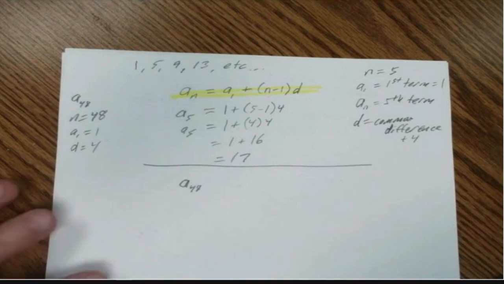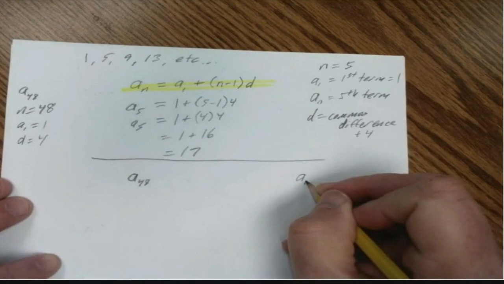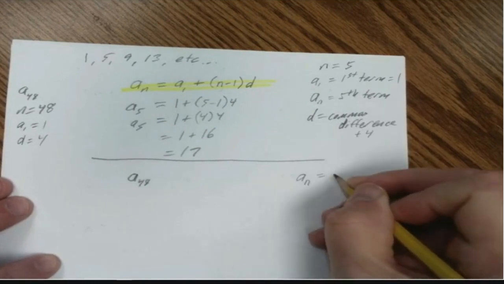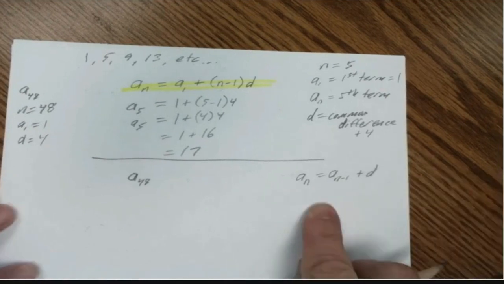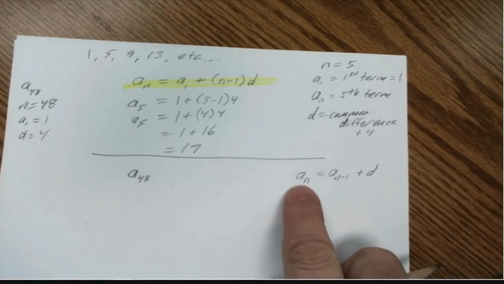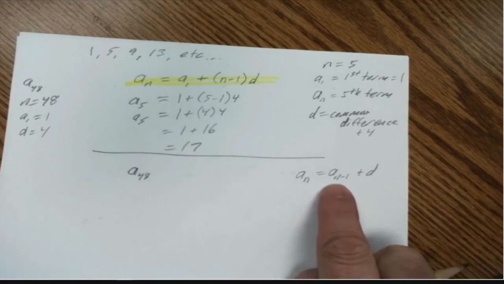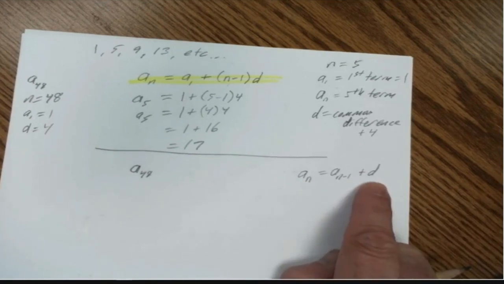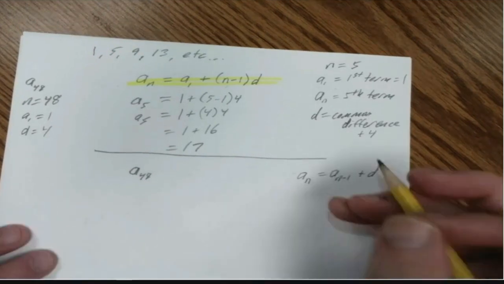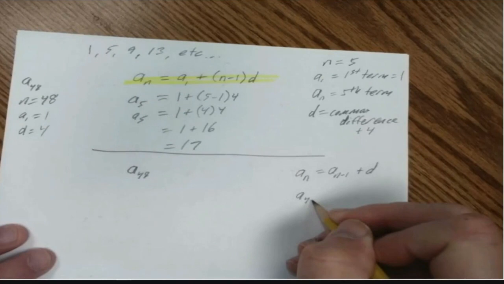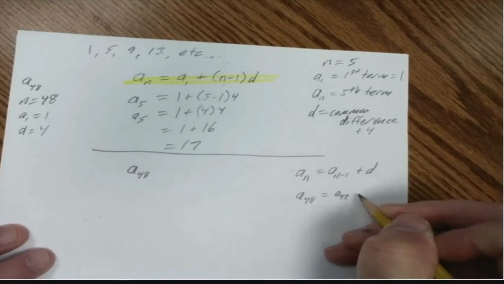By the way, there is a formula for that. a sub n equals a sub n minus 1 plus d. See, if we want to know what the 48th term is, all we have to do is know what the 47th term is and add the difference. Whatever the 47th term is, plus 4, right? So if we want to know the 48th term, all we have to do is go to the 47th term and add 4.